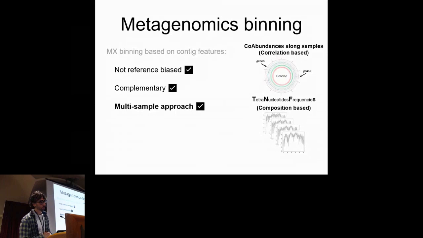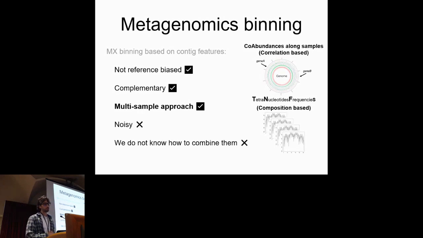They allow the multi-sample approach, right? Because if we use this kind of profile along the samples, the more samples we have, the clearer this profile of abundances is going to be. Unfortunately, they are noisy, and there is no straightforward way to integrate them.